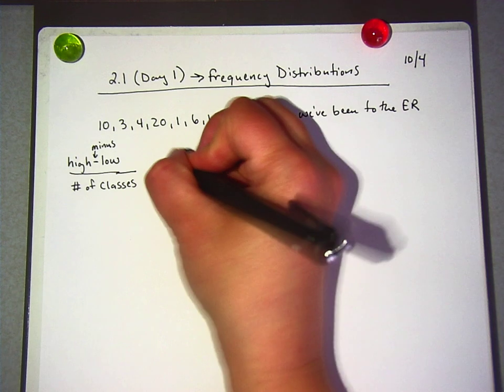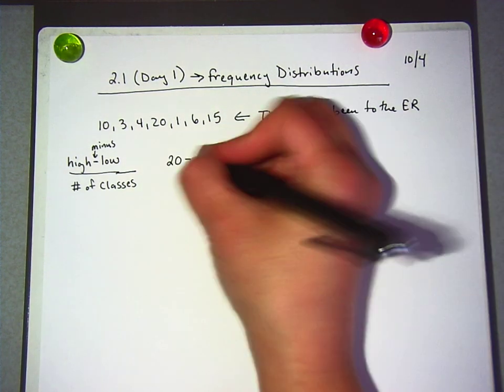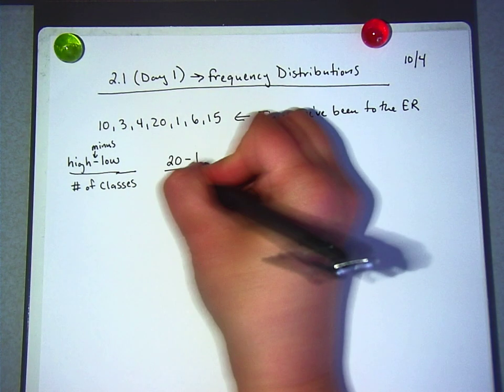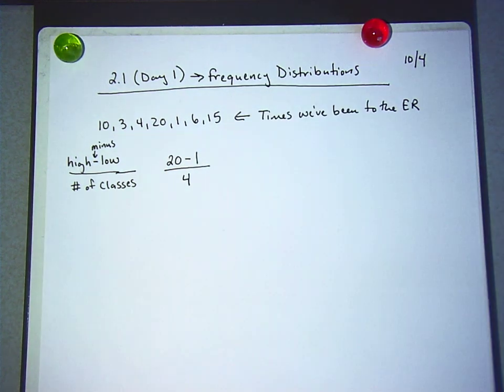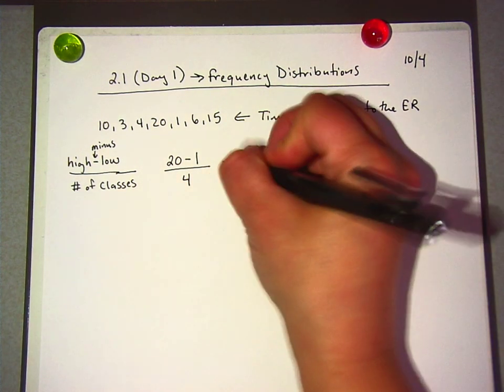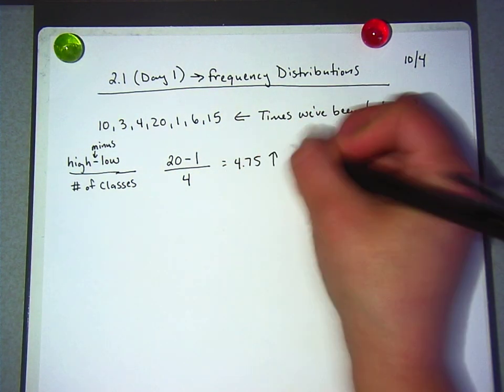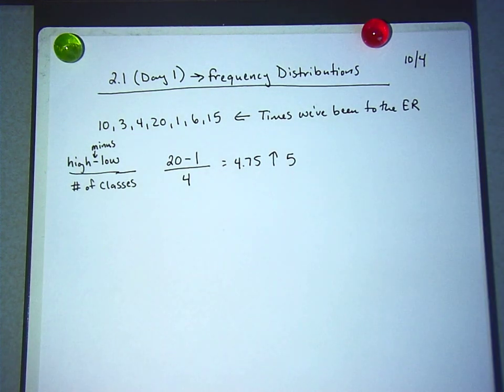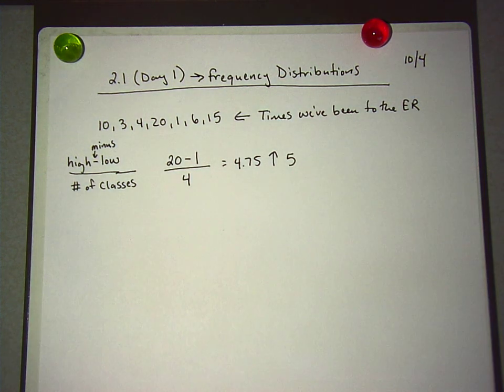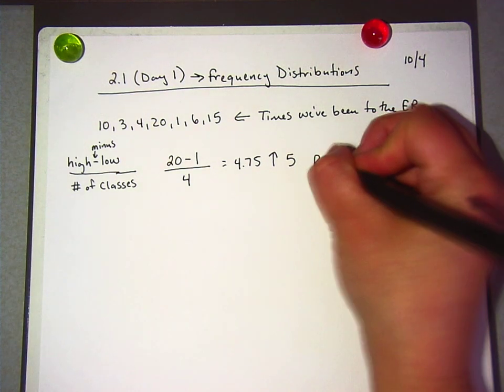So I'm going to take 20, which is my highest number, and I'm going to subtract my lowest number, which is 1, and then divide by 4. Grab a calculator if you need to. Make sure that 20 minus 1 is done first, so it should be 19 divided by 4. Anybody do that in their head? What is it? 4 and 3/4. So this equals 4 3/4, or 4.75. And then you always round up to the next whole number. Even if it's already a whole number, you round up. So I'm going to write round up no matter what.